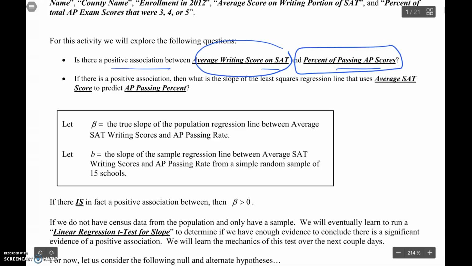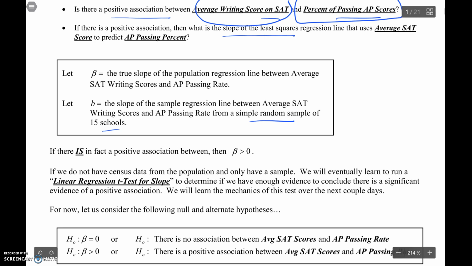If there is an association, then what is the slope of the least squares regression line? So let's let beta, the Greek letter beta, be the true population slope of the regression line between scores and passing rate for all high schools in the state of California, and b be the slope of the sample regression line between SAT scores and AP pass rate for the sample of 15 schools. If there is, in fact, a positive association, then we would expect our beta to be greater than 0.